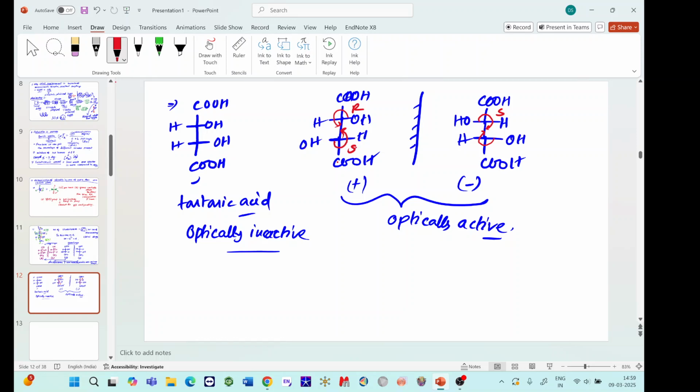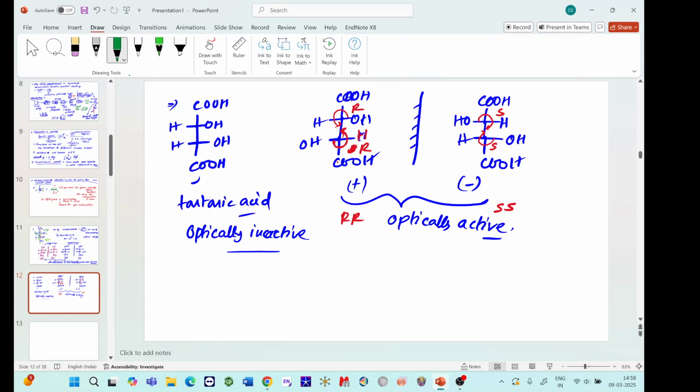If this is R, this is also R. Yes, because it is rotating anti-clockwise, it should be S, but hydrogen is at the horizontal position, so it should be R, and this one should be S. So you can see R, R, S, S.